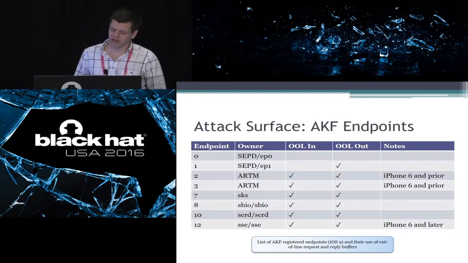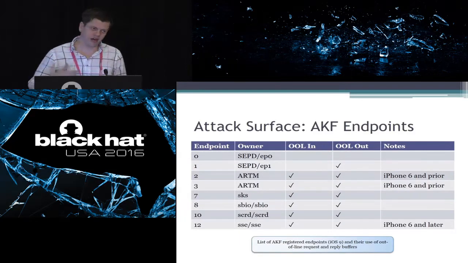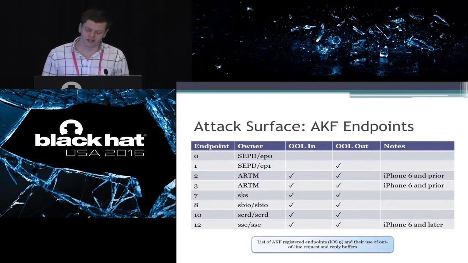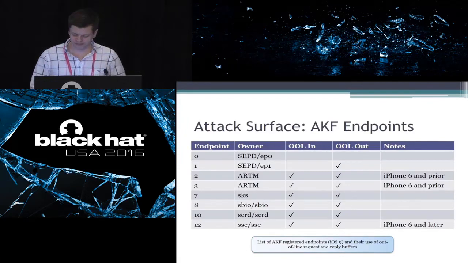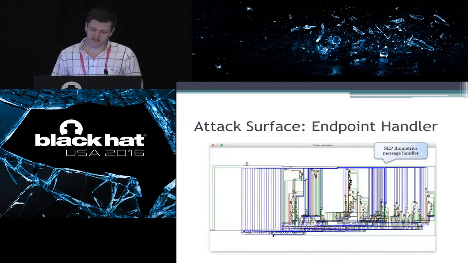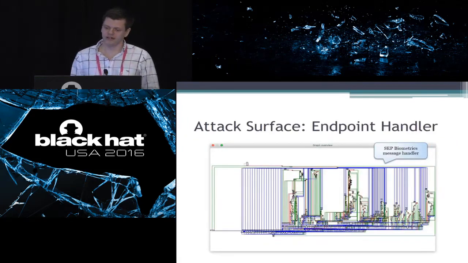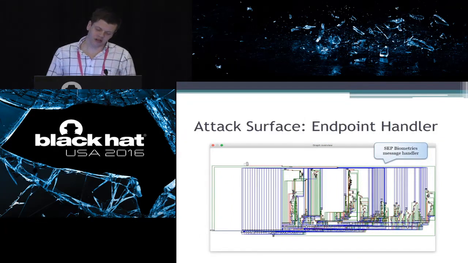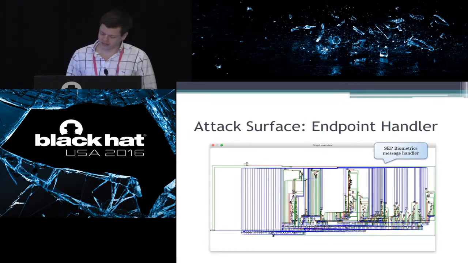This table also shows which of the endpoints actually make use of the out-of-line buffers, so which endpoints will parse data out of line, presumably complex blobs of information. This is just an example of an endpoint handler, the SEP biometrics message handler. And as you can see, it's very complex. It has a huge switch statement supporting a lot of opcodes.